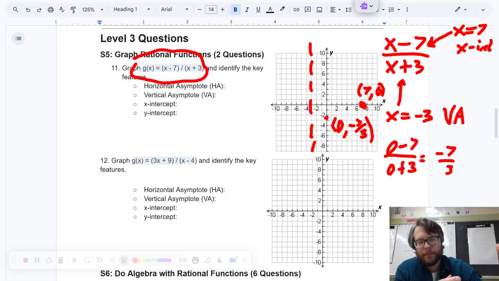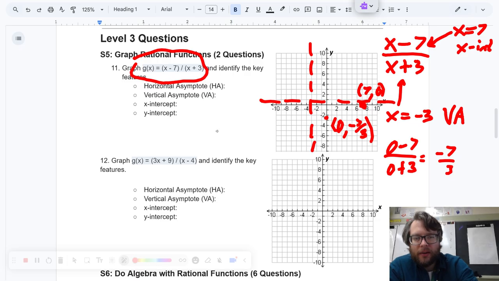And the more big numbers that I plug in, the closer that those two top and bottom get. And so then I will get answers that get closer and closer to 1. Same idea when I plug in negatives. So I can say that my horizontal asymptote is at y equals 1.